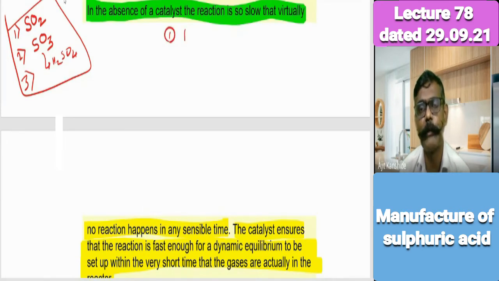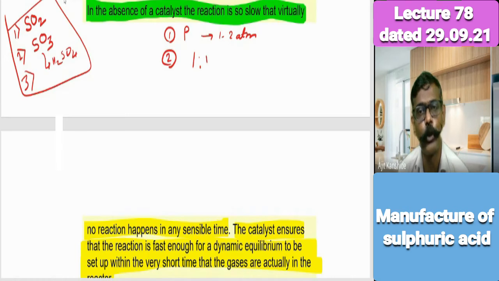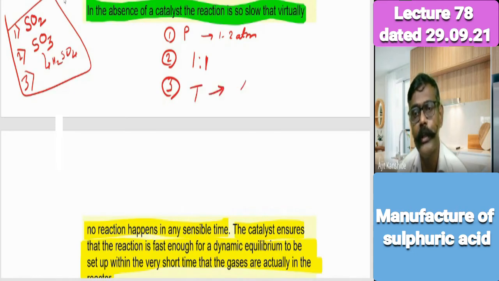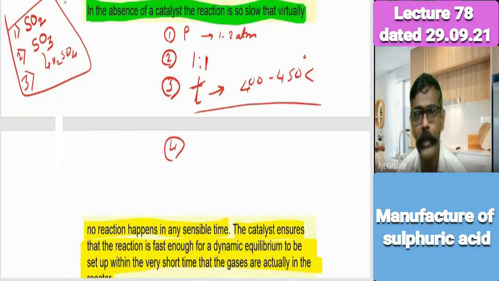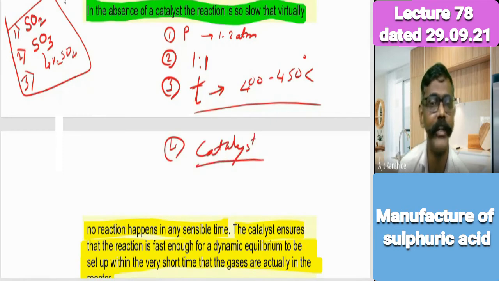During this course of reaction, we discussed the conditions we maintain. First, the pressure, which is 1 to 2 atmospheres, sufficient. Why it is so, we discussed. Okay, one more point I forgot. Second, the proportion of reactants. Reactants are in 1:1 proportion, not 2:1 proportion. The reason we have discussed. Third, the temperature we use, 400 to 450 degrees Celsius. The reason we have discussed. The fourth one, catalyst. What the role of the catalyst actually is, we have discussed.